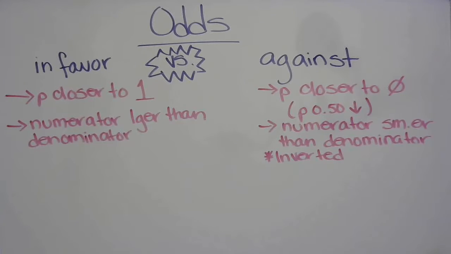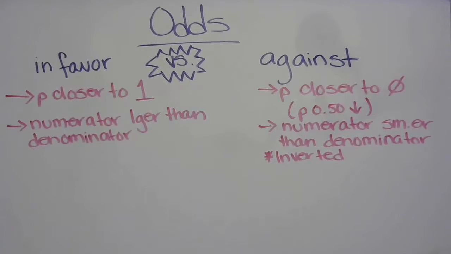Now, when you're dealing with odds against, your probability value will be closer to 0. So if probability is 0.50 or lower, then you are dealing with odds against, and the numerator will be smaller than the denominator. Now, when you're dealing with odds against, you are going to invert your fraction after reducing it as much as possible, and that's going to give you your final answer.